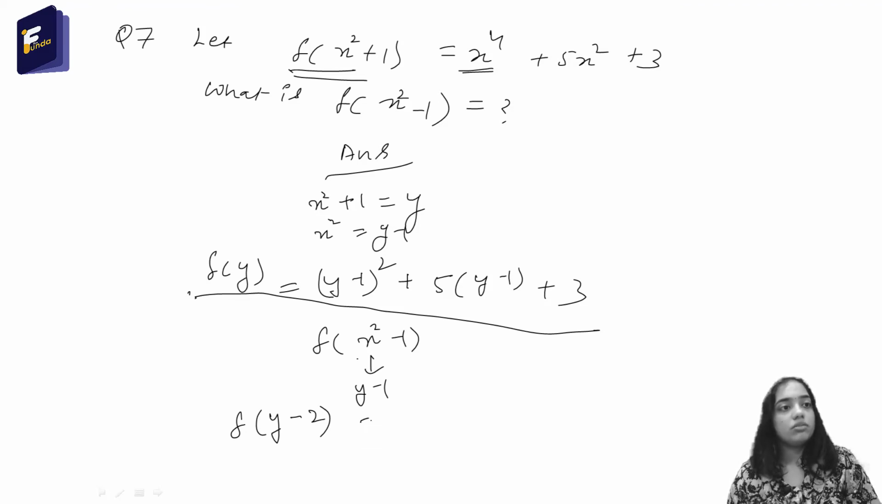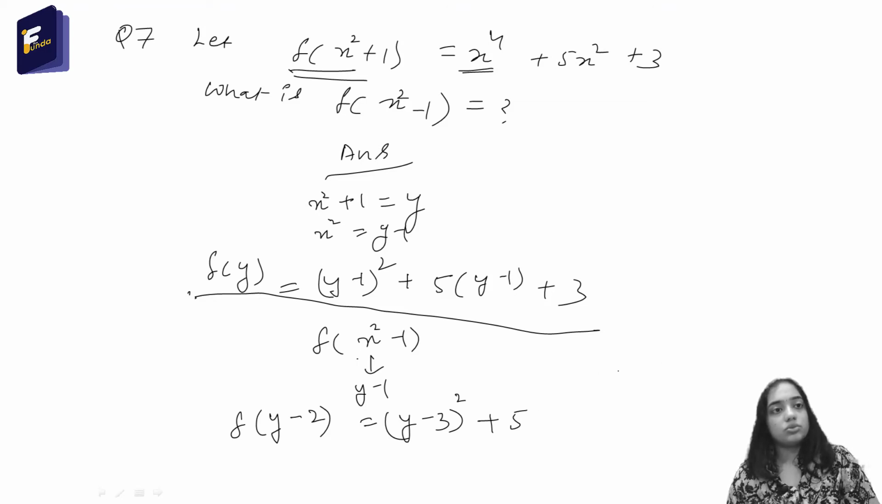So it will be equal to y minus 2 minus 1, that is y minus 3 whole square, plus 5 into y minus 2 minus 1, that is y minus 3, plus 3. Simple. So y, we have already seen, is x square plus 1. So you have to replace y with x square plus 1 everywhere, and then you have to subtract 3.